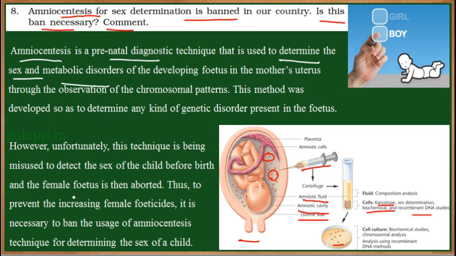If they get to know that the developing fetus is female, then it would be aborted. If it is a male, then it is allowed to grow. This is called female feticide. So to reduce or completely stop female feticide, the government of our country has banned the process of amniocentesis for sex determination.